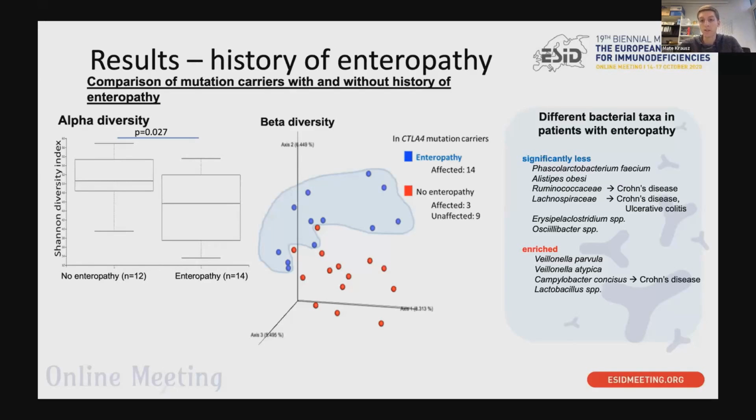Looking at the species, we find significantly upregulated or depleted bacterial species in altogether 10 taxonomical levels, and some of them are already reported in IBD, inflammatory bowel disease, with the same phenotype, so significantly decreased or enriched.